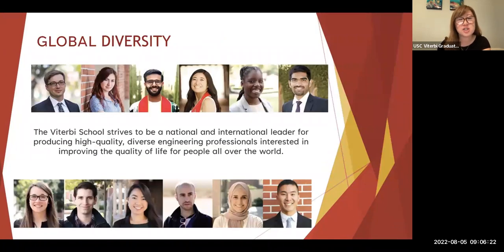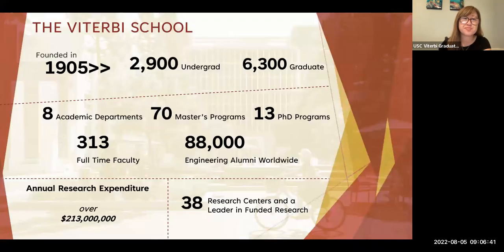Okay, so I already touched on our global diversity. We really strive to be a national and international leader for producing engineering professionals. Engineering alone receives applicants from over 70 countries. USC has students enrolled from over 110 countries. So we've really got a global population here at USC.